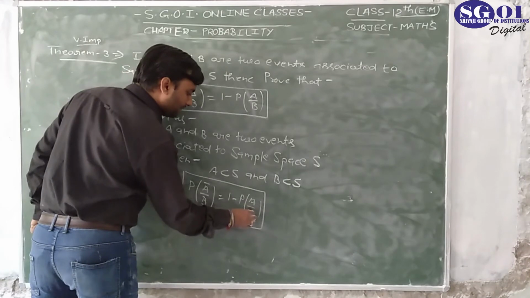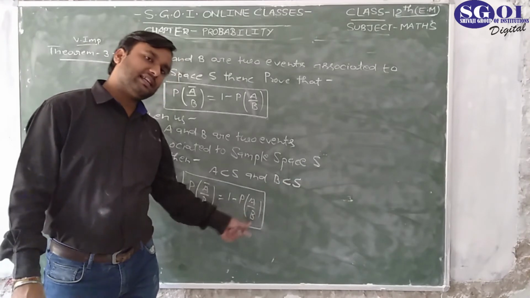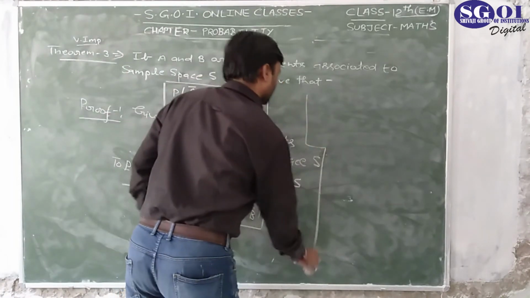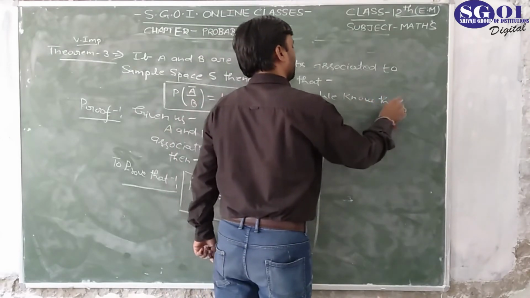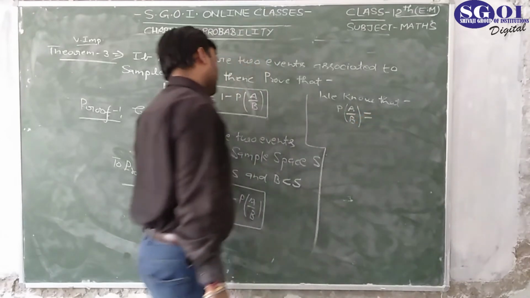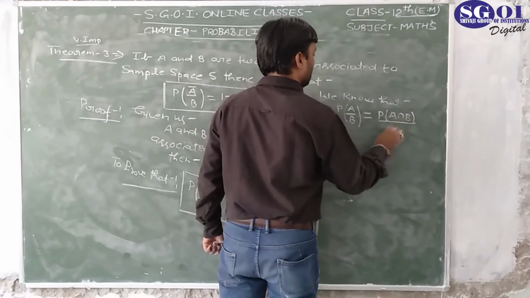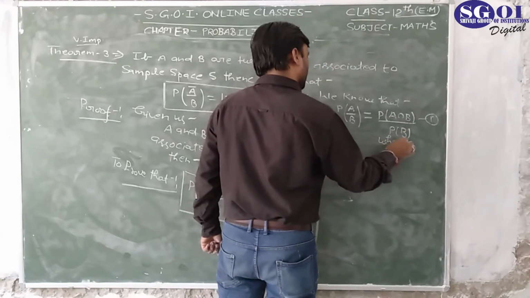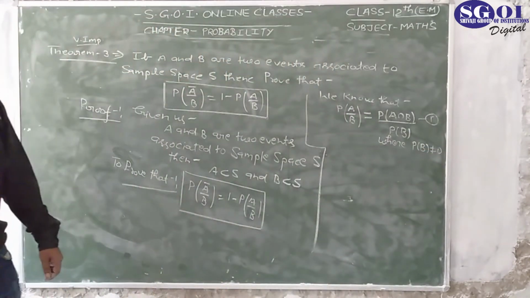So how can we prove this theorem? We will find first the value of probability A by B, then the value of probability A bar by B. So we know that probability of A by B is equal to probability A intersection B upon probability of B. Equation number first, where probability of B is not equal to 0. This is the definition of probability A by B.